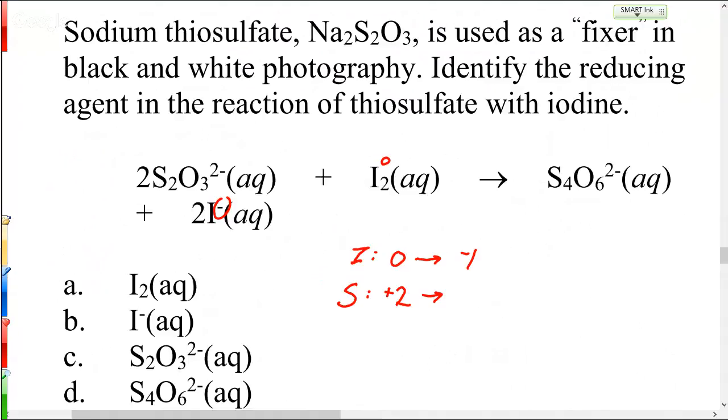So there's actually something else going on there, but we can still think about it as approximately +2.5. That's not exactly right, but for our purposes, we can still say that sulfur is being oxidized, so that makes it the reducing agent. So the reducing agent is S2O3.